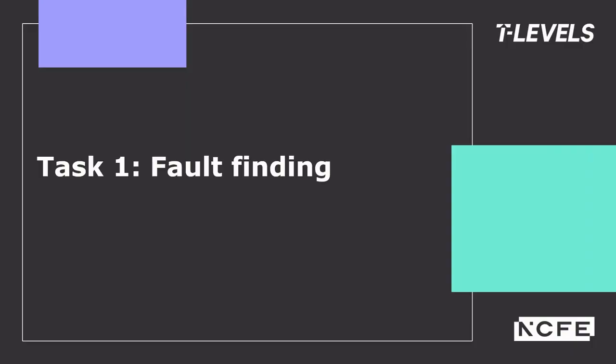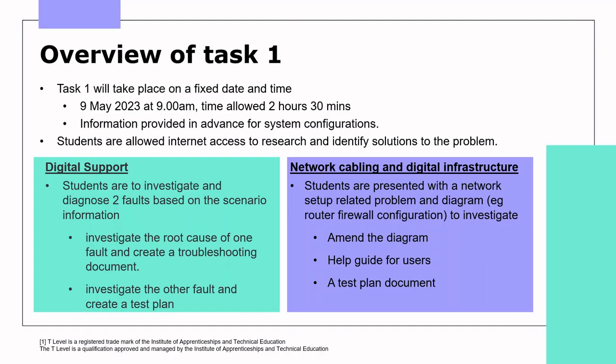We're now going to have a closer look at that first task, the fault finding exercise. So task 1 is on a fixed date and time, which for the upcoming summer series will be the 9th of May at 9 AM. Students will have 2.5 hours for this task. But do remember to apply any access arrangements or reasonable adjustments, such as additional time that students may have.